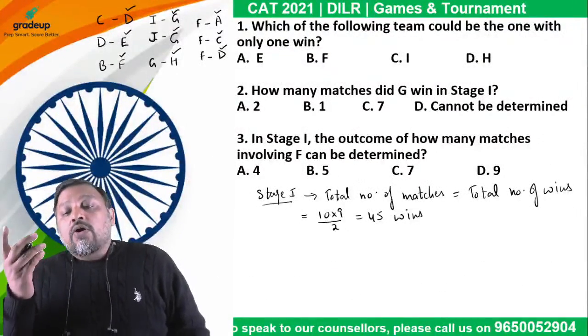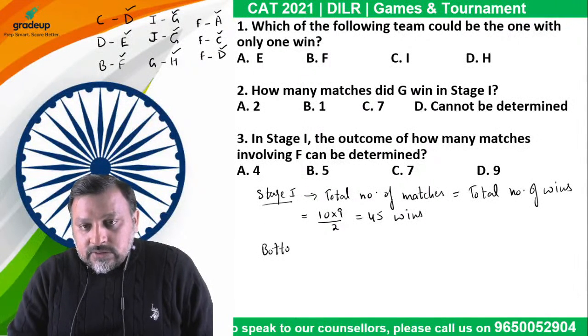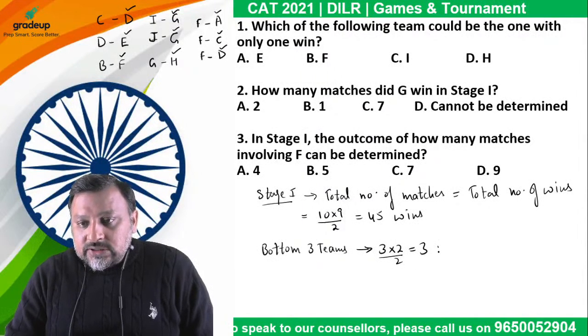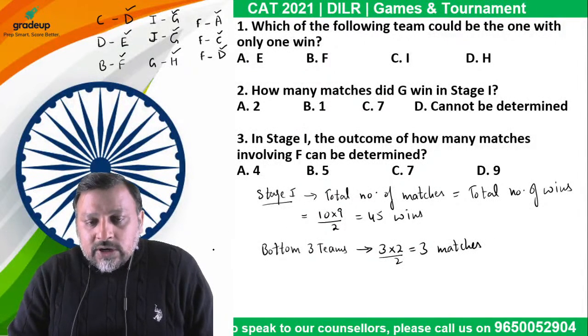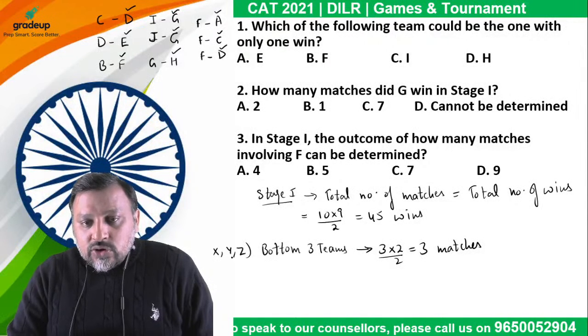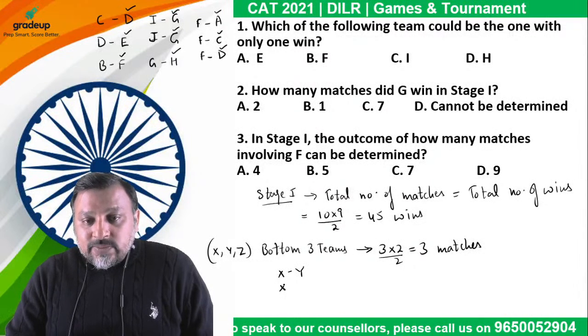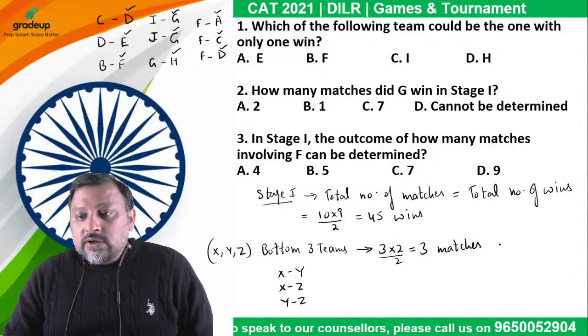So if we talk of the bottom 3 teams, they are involved in 3 into 2 by 2, that is 3 matches among themselves. If I say the bottom 3 teams are X, Y and Z, they will play 3 matches among themselves. So X and Y will have a match, a match between X and Z, a match between Y and Z. Since in these 3 matches only the bottom 3 teams are involved, I have to distribute 3 wins to these 3 teams.